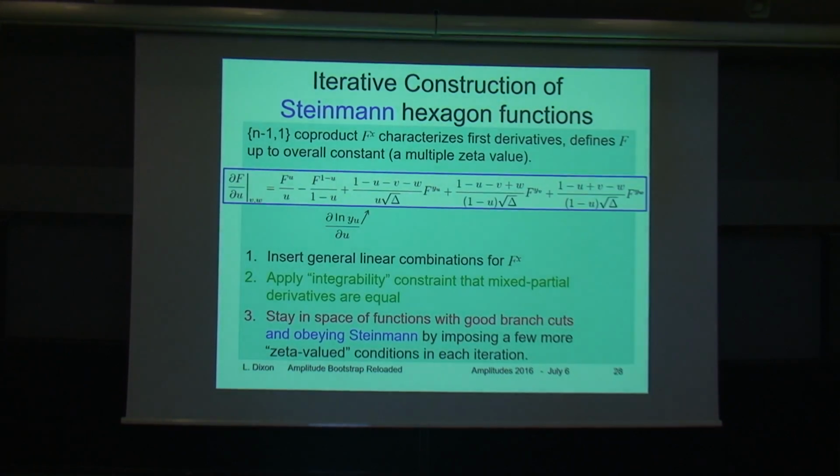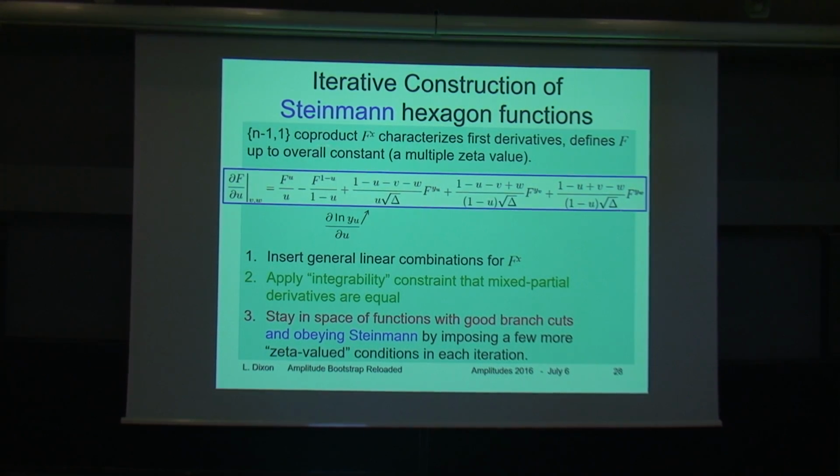So the basic idea is that you start with these weight 2 functions, and then you start to build higher weight functions. And the rule is that the derivative of a generic hexagon function is characterized by that symbol alphabet and the sum over d logs. And you can write it out explicitly because the logarithm of yu, its derivative with respect to u, has this form, and similar things for yv and yw. So this is sort of the master formula.